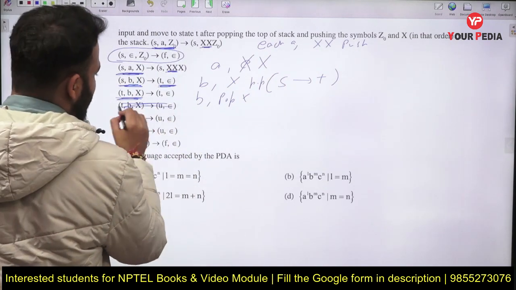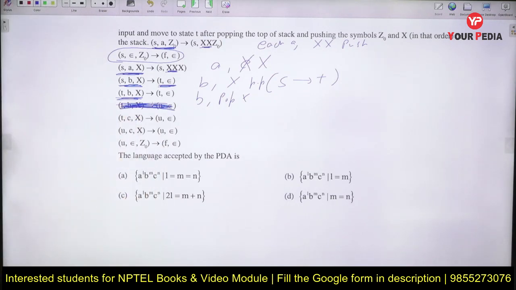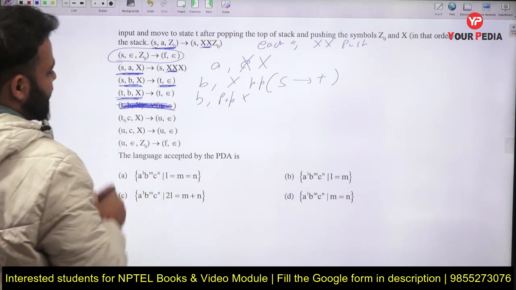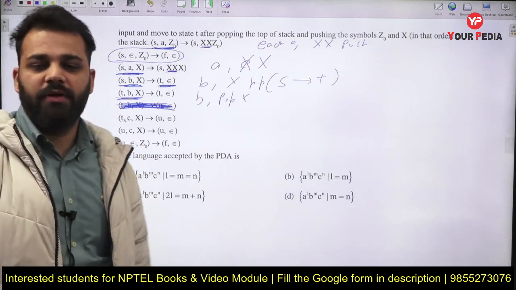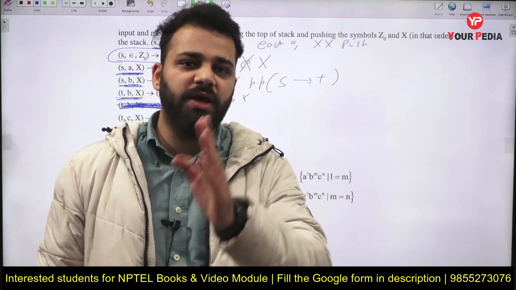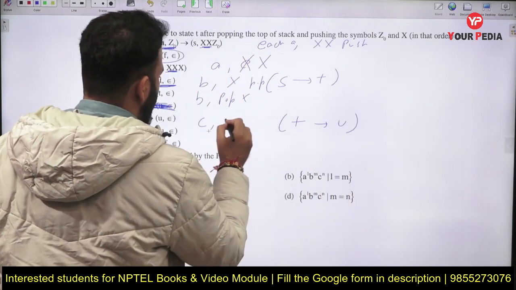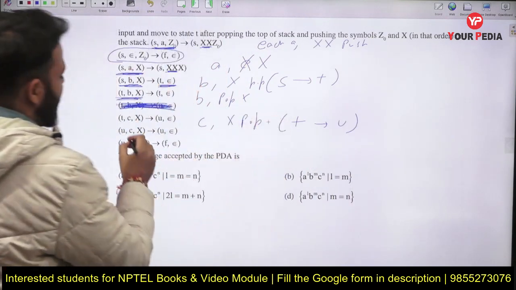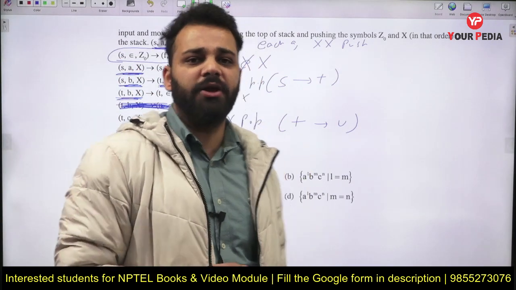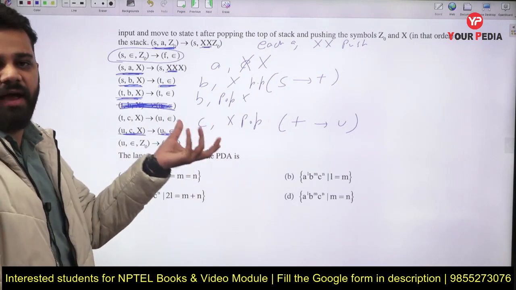After that, this is not a transition function that is given in our table. After that, when you are at T and C comes, and the top of the stack element is X, you will move to the state U. So from T you will go to U, and for C, X will be popped. After that, when you are at U, you will remain at U for the input C and top of the stack element X, and X will be popped every time a C comes at the state U.